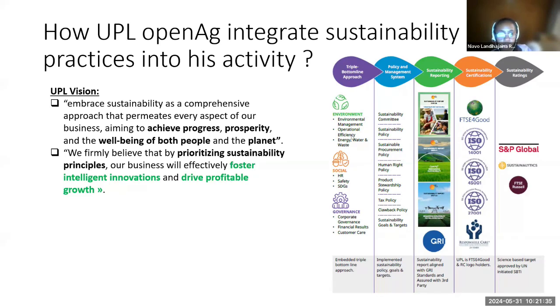The environment, social, and governance policy and management system is sustainability reporting. These are registered on their website, and they are done annually to show how the sustainability practices are implemented. The company also has different sustainability certifications, different ISO standards, FTSE4Good, and also Responsible Care. The sustainability ratings are done by Sustainalytics, and also S&P Global and FTSE Russell. These are approved by the UN initiative SBTi. You can follow?